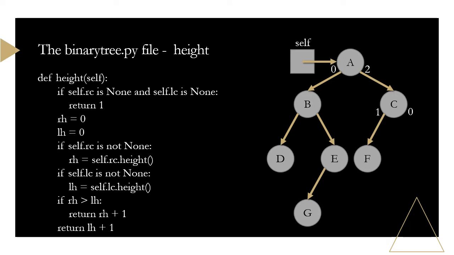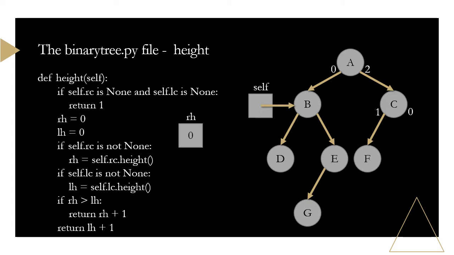So now we check for the left subtree of A. It is there and it is rooted at the node containing B. Hide function is called for the node containing B. Self now points to B. Set RH to 0 for B. Set LH to 0 for B because B is not a leaf.